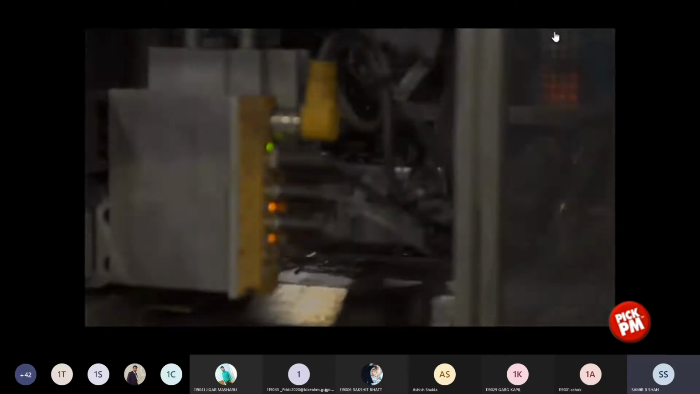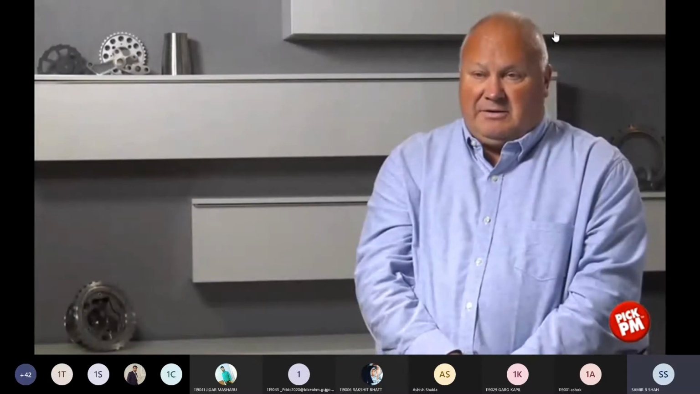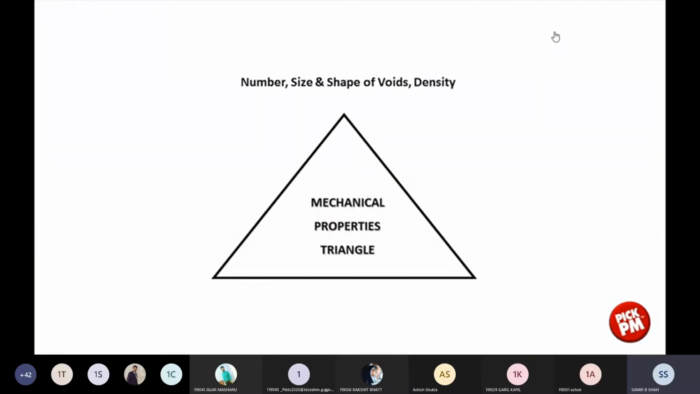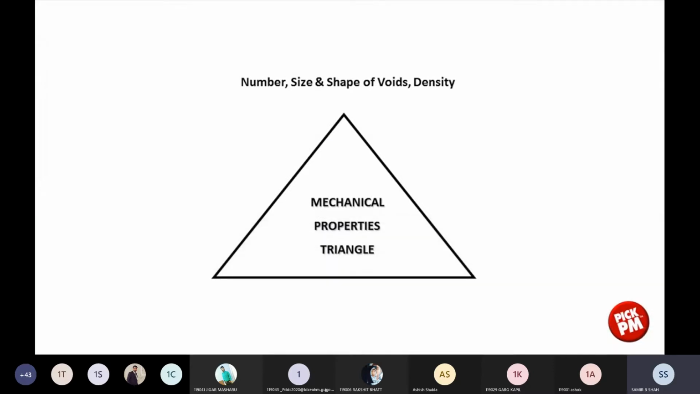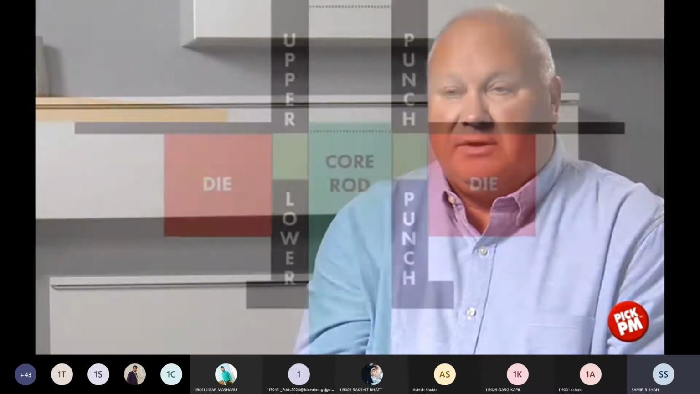I'm going to talk about how mechanical properties are developed in powder metallurgy. And number one is the number, size, and shape of the voids, or the density. The density of a part is the weight per unit volume. And density largely determines a lot about the properties of a powder metal component.